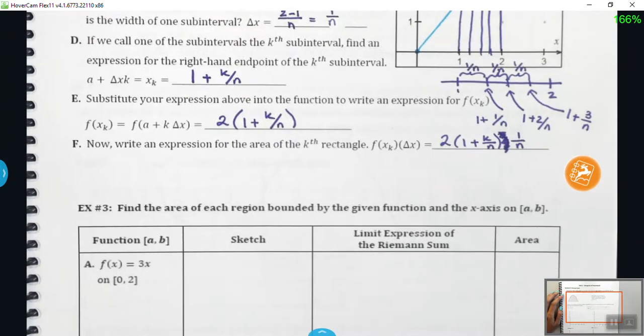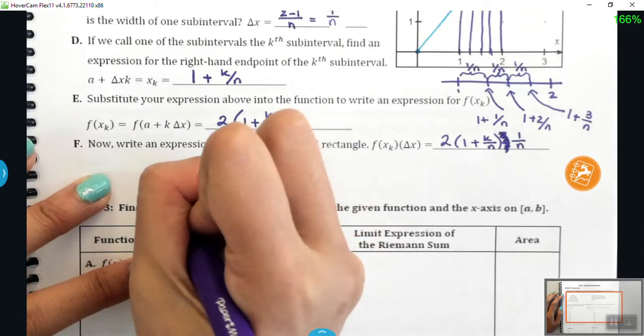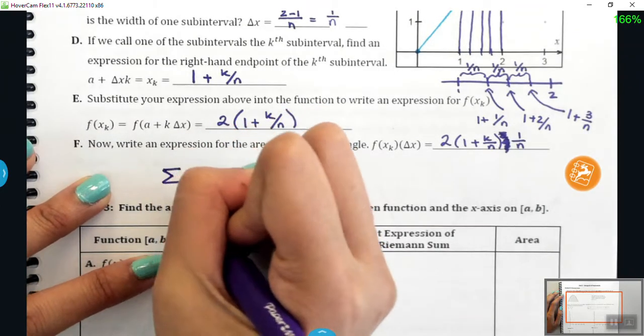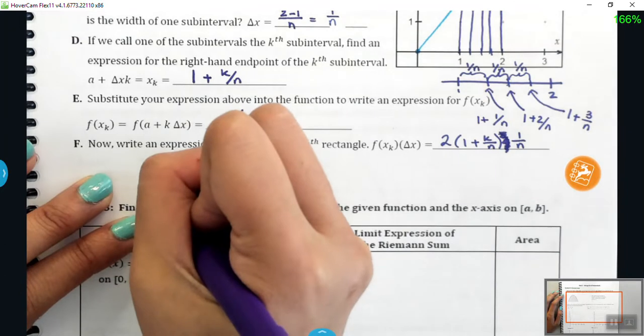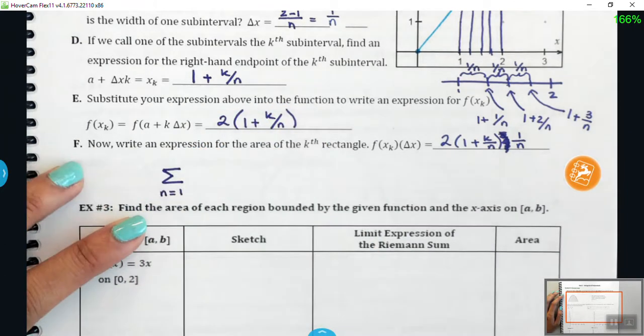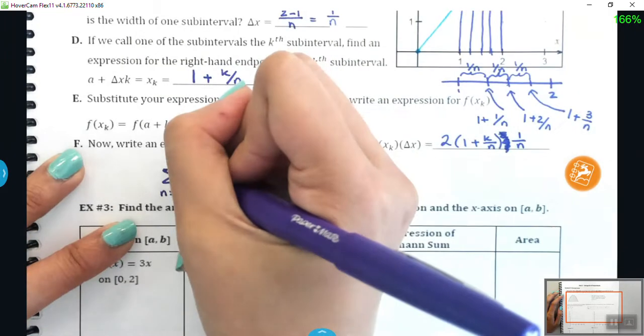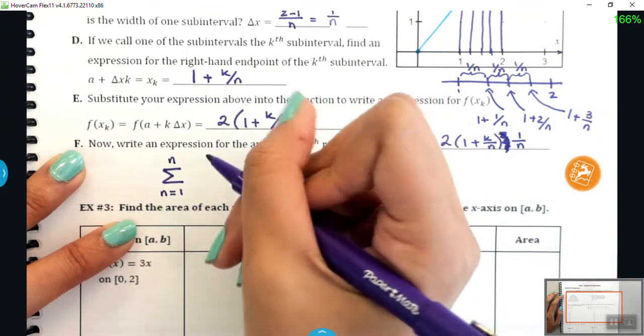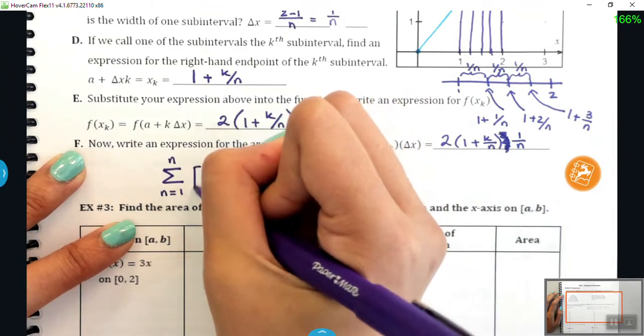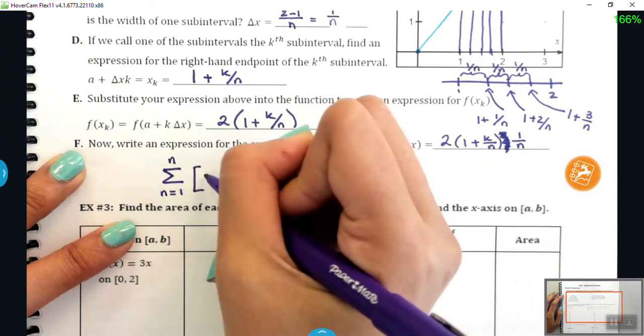One rectangle. Okay? And then what we want is we want the number of rectangles to go to infinity. So we write the sum starting at the first rectangle, going up to the nth rectangle of, now we add up all of our areas of our rectangles.